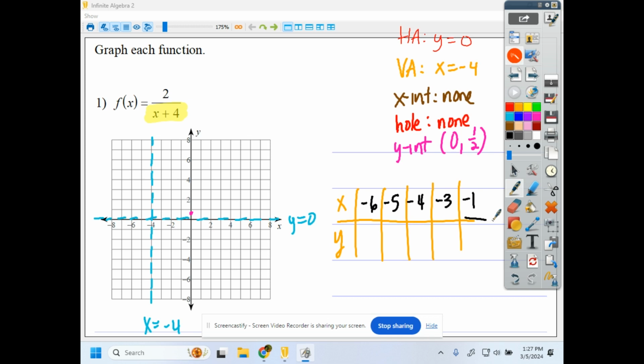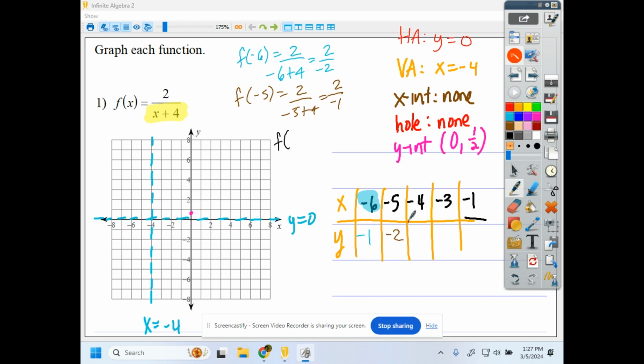You would need to use your calculator or plug in the x values on the function. So f of negative 6 is 2 over negative 6 plus 4. That will give you 2 over negative 2, or just negative 1. f of negative 5 is 2 over negative 5 plus 4, which will be 2 over negative 1, or it will be negative 2.